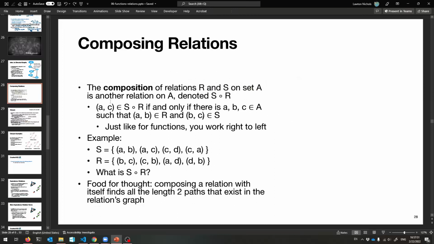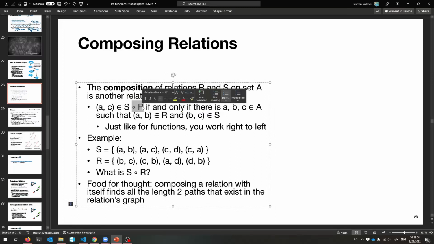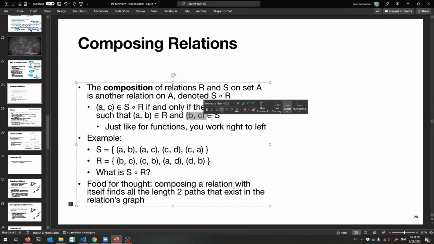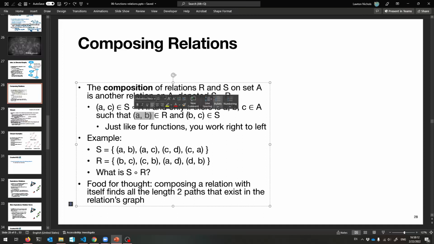Okay, so here is the composition relation. You know that A is related to C under the composition relation if, and only if, you have A related to B under R, so you do that one first, because it's S after R still, right? And then you have B related to C in S. So if A is related to B in R and B is related to C in S, then A is related to C in their composition.